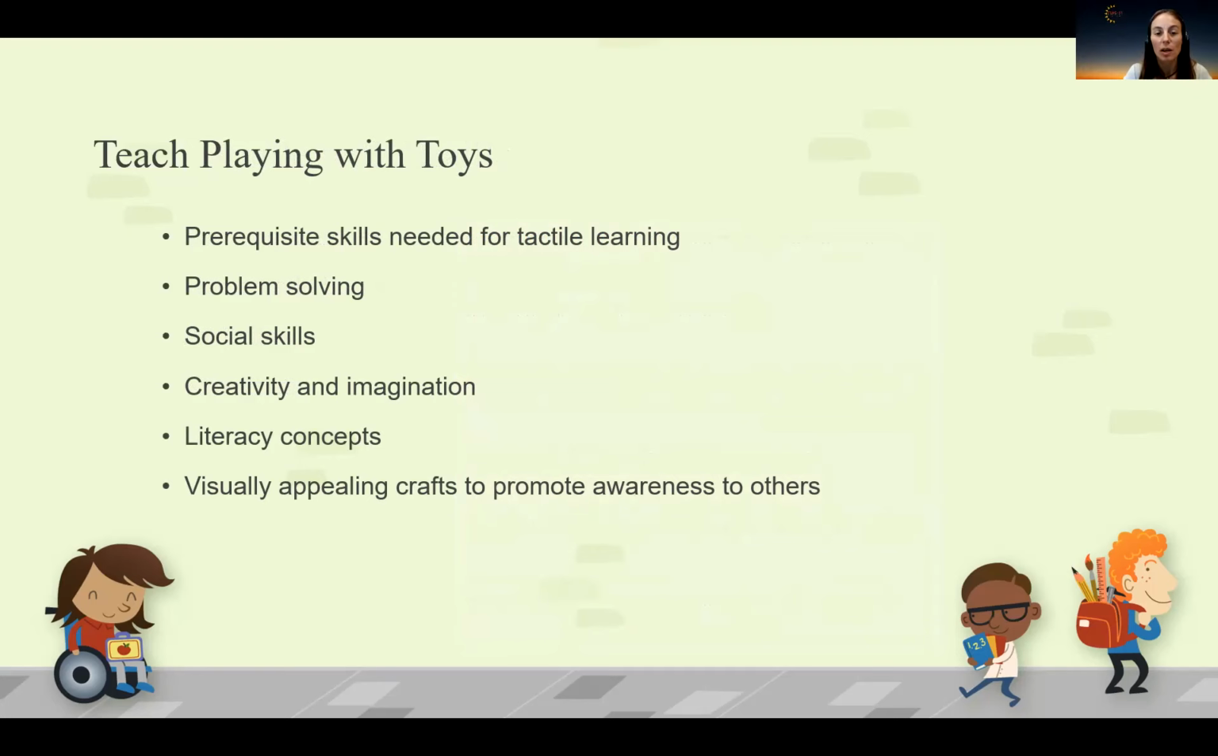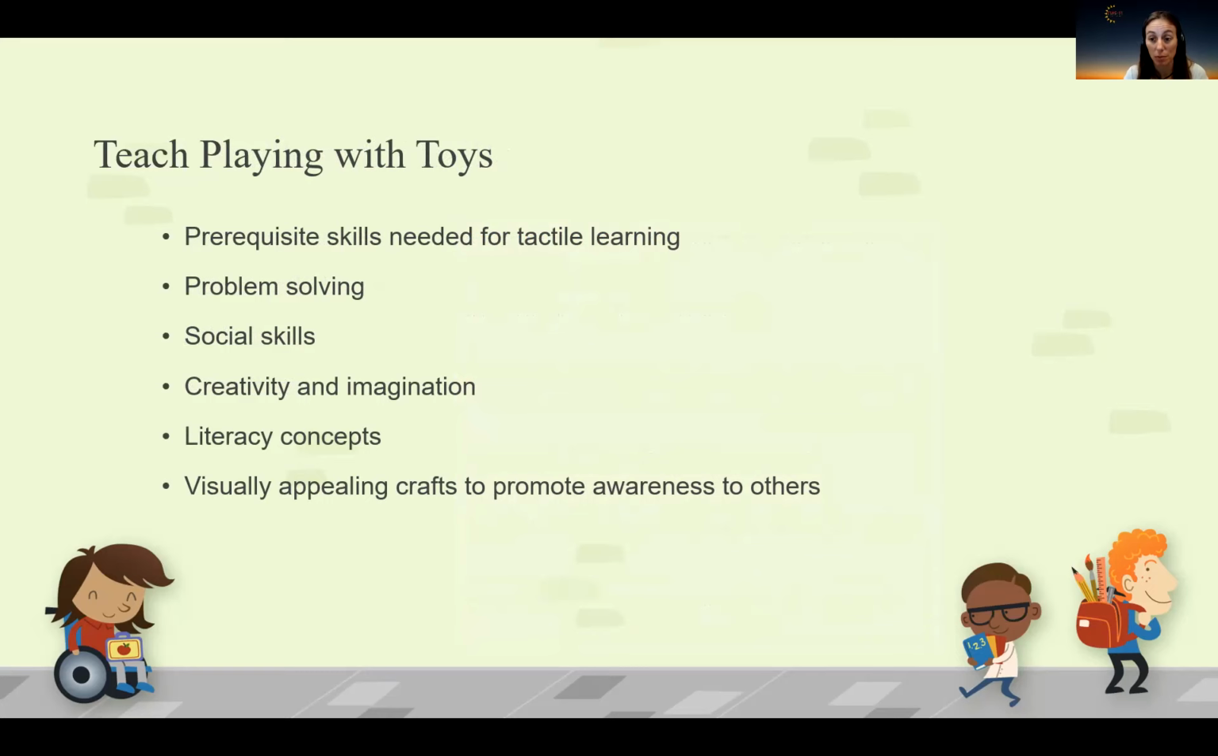So we want to teach Braille with Braille, teach playing with toys. So toys are for playing, and toys can teach so many prerequisite skills that are needed for tactile learning. They teach so many skills that are needed for life.